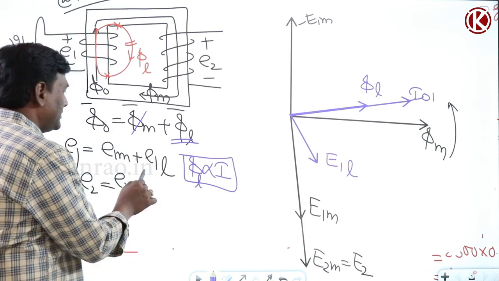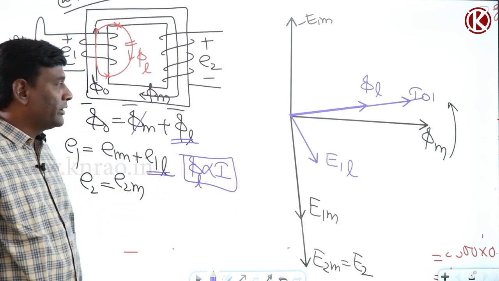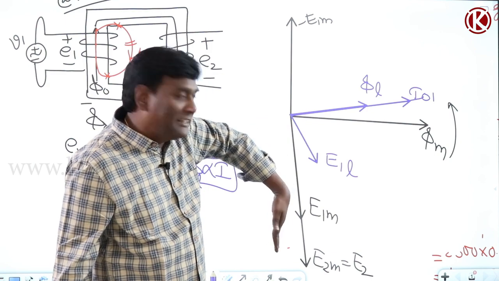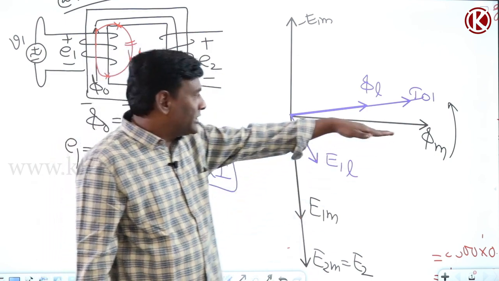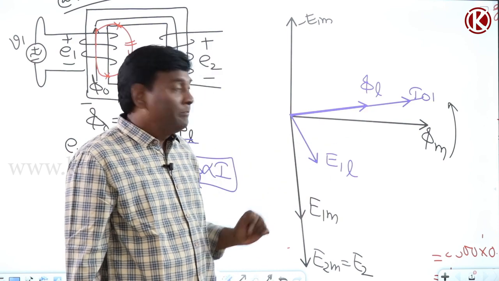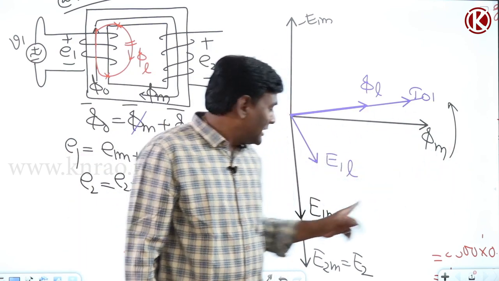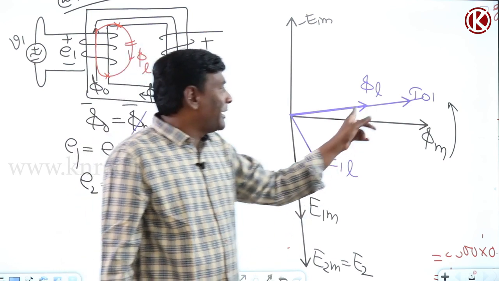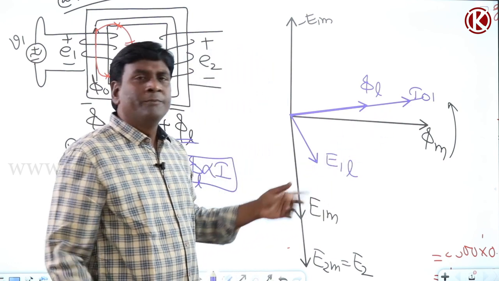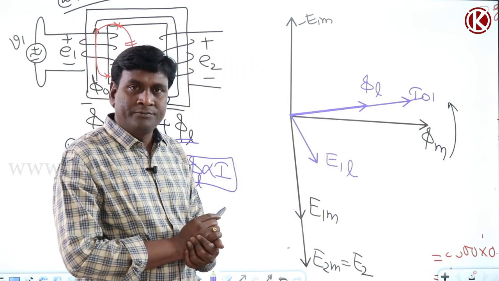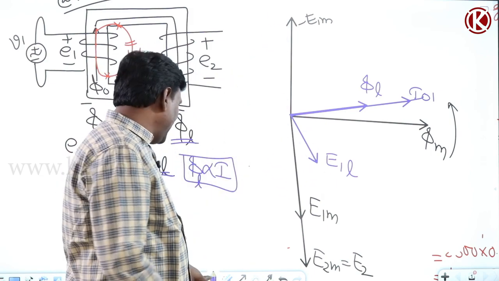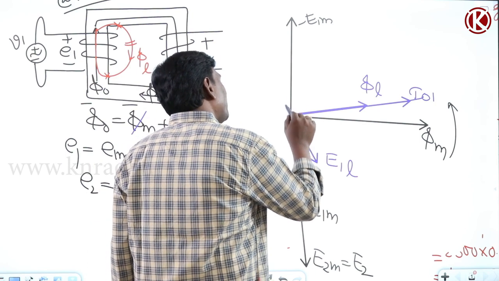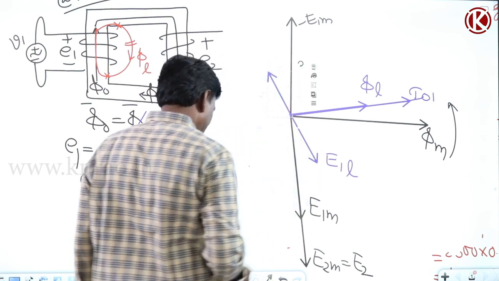Okay, because this is going to be E1L. With respect to mutual flux 90 degrees E1M, with respect to mutual flux 90 degrees E2M. So with respect to leakage flux 90 degrees E1L, and the magnitude of mutual flux is more, that's why E1M and E2M are more. The magnitude of leakage flux is less, that's why E1L magnitude is less. Now minus E1M I have taken, so it should be minus E1L I have to take. So minus E1L is going to be like this.